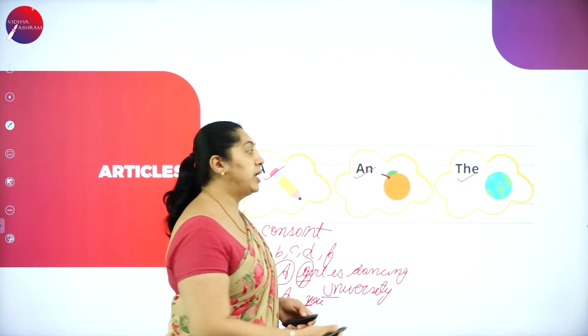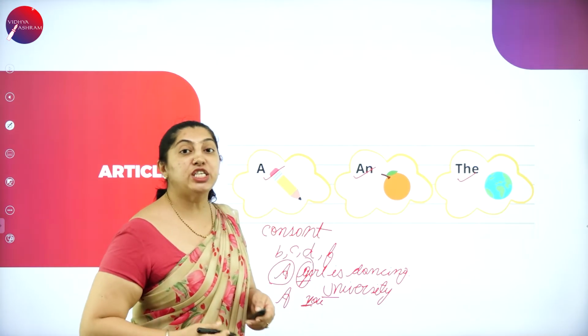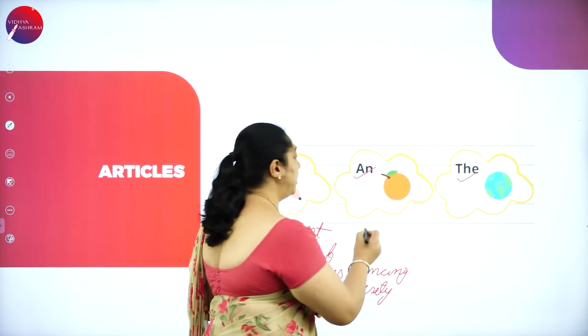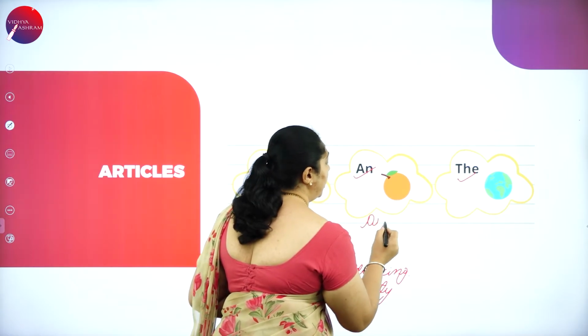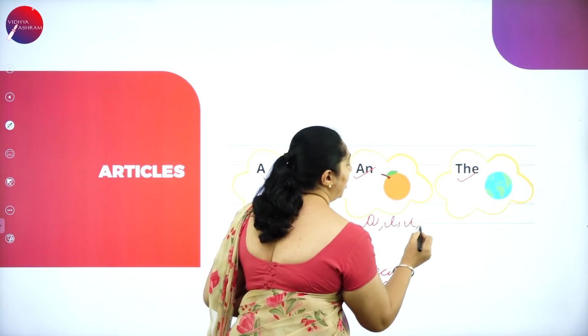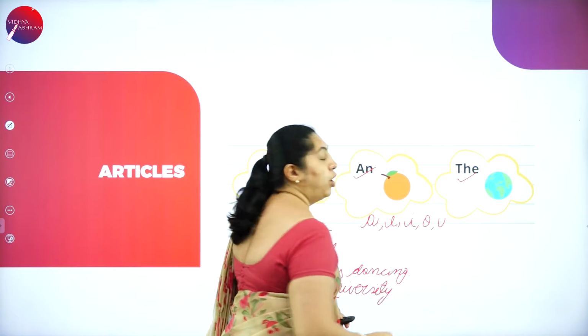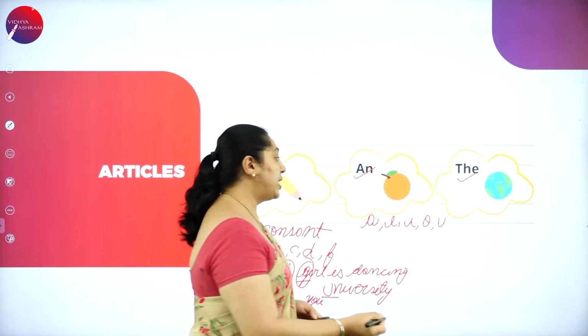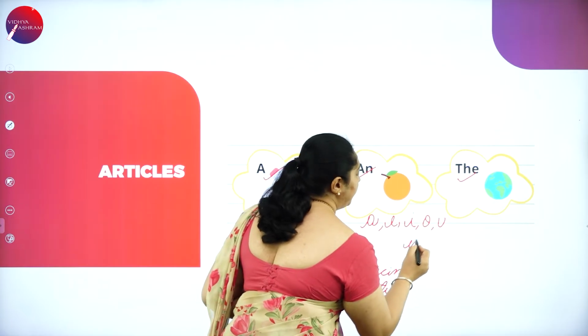Moving on to the next one, that is the article an. An is used before vowel letters. So which are the vowel letters here? The vowel letters are A, E, I, O, U. Before the vowel letters, we use the article an. For example, an ice cream.